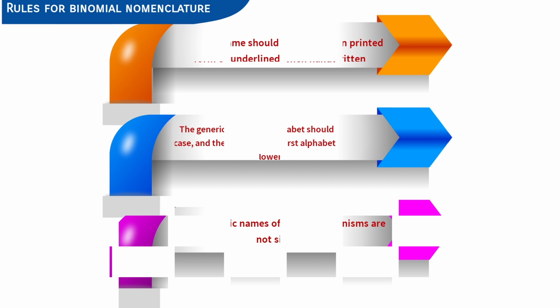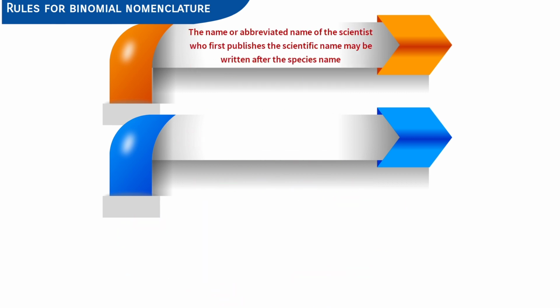And then, the name or abbreviated name of the scientist who first publishes the scientific name may be written after the species name. So the one who publishes the name for a particular organism can have his name included along with that biological name. For example, Felis leo Linn. What is this Linn? It is Carolus Linnaeus. He has given his initial at the back because he first published this scientific name. So this is what this rule says.